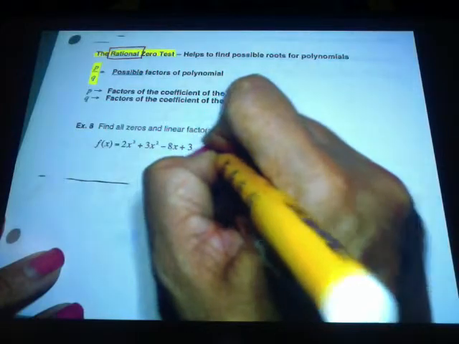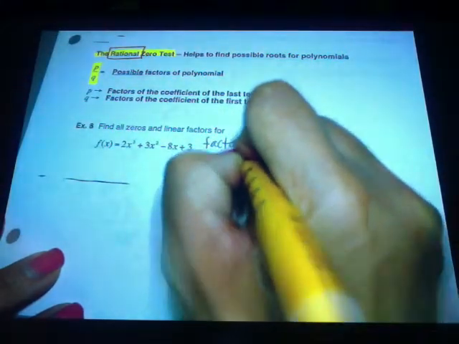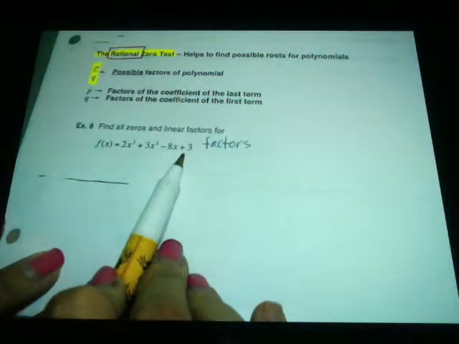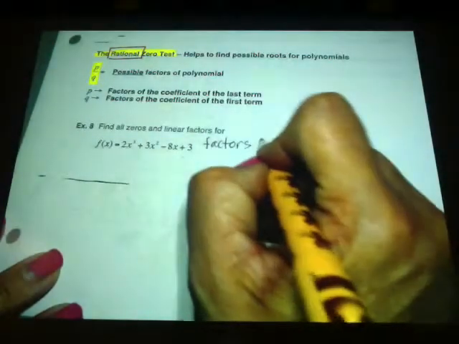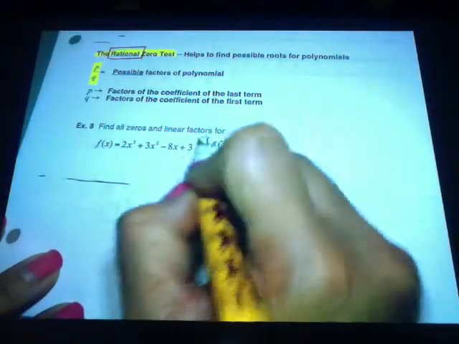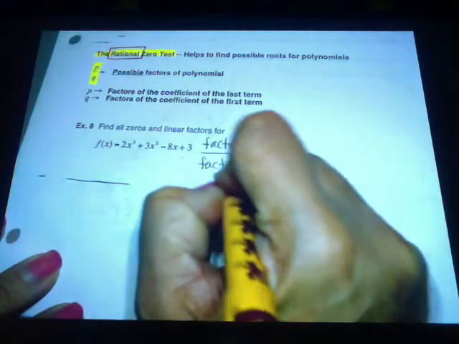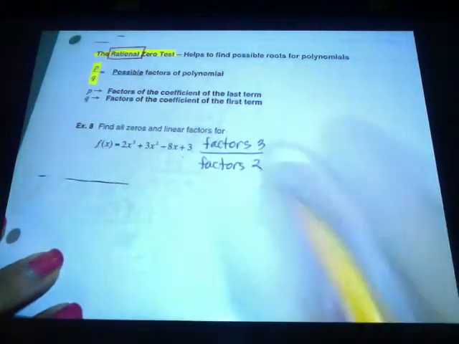So we're going to start off by just looking at what are the possible factors. What I'm going to come up with doesn't mean that they are the factors, they're just possibilities. So we want to look at all the factors of 3, because that's our last term. It's always last over first. So all the factors of 3 divided by the factors of 2.